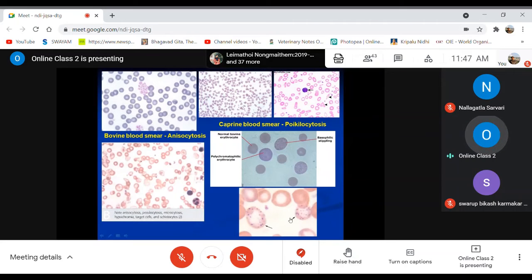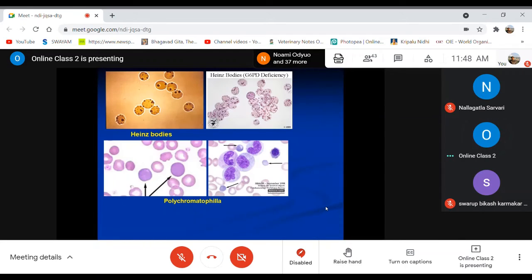Then Heinz bodies, some granular structures. These are due to denaturation and precipitation of the hemoglobin, mostly nearby the cytoplasmic membrane. So this kind of uneven stains, some are dark. So Heinz bodies used to be there, right? Granular structures, purplish in color. Like this. Another picture here, these Heinz bodies. Like this.